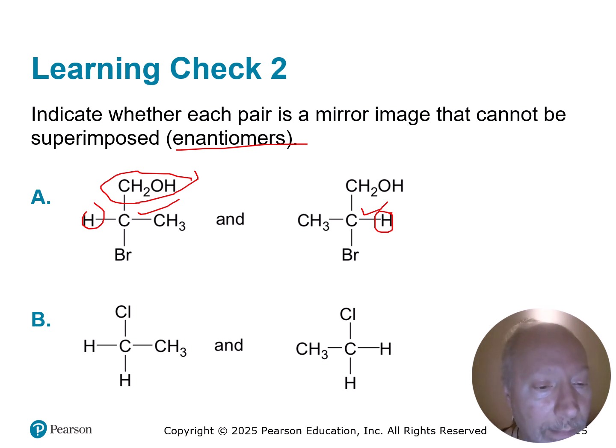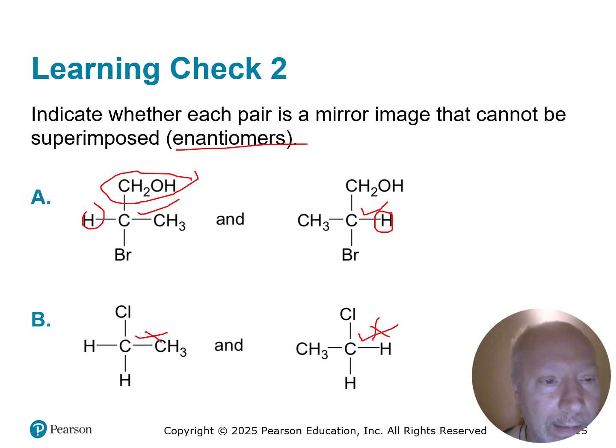But for B, we want to pick the central carbon first, and we have 1, 2, 3. Wait a second, we have 2 hydrogens. It doesn't fit our definition. We need four different groups to attach to carbon, and they have to be different elements or different groups, and we don't have that here, so it can't be chiral. This is a carbon to evaluate, but again, we have 3 different groups, not 4. It can't be chiral. Therefore, B has to be achiral.